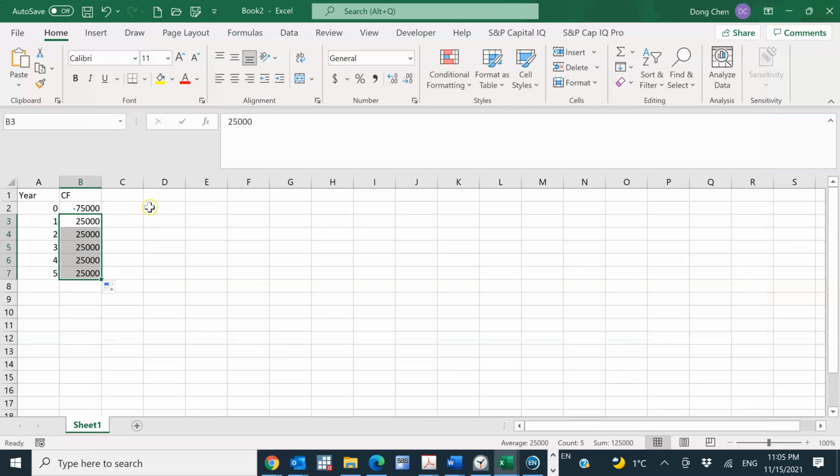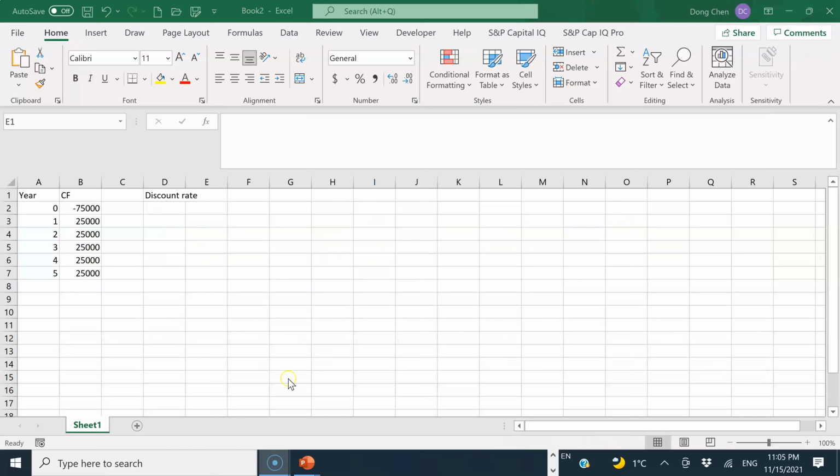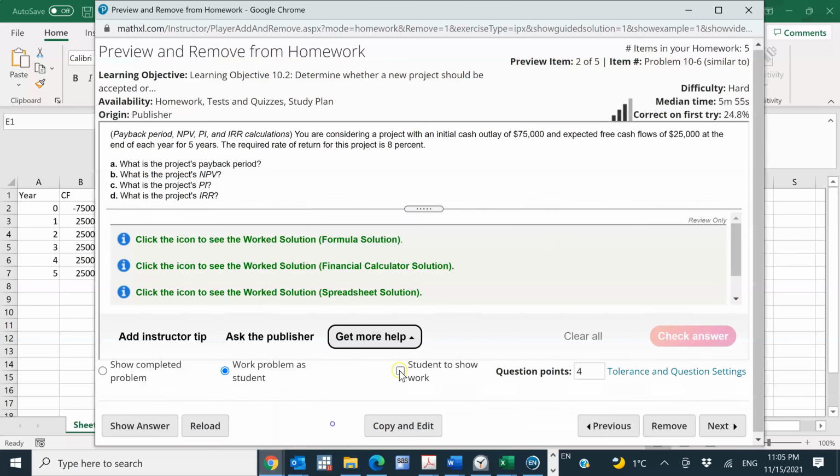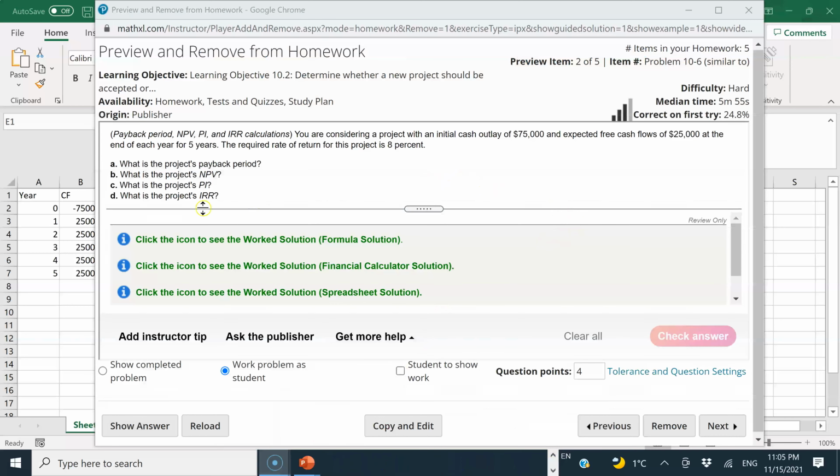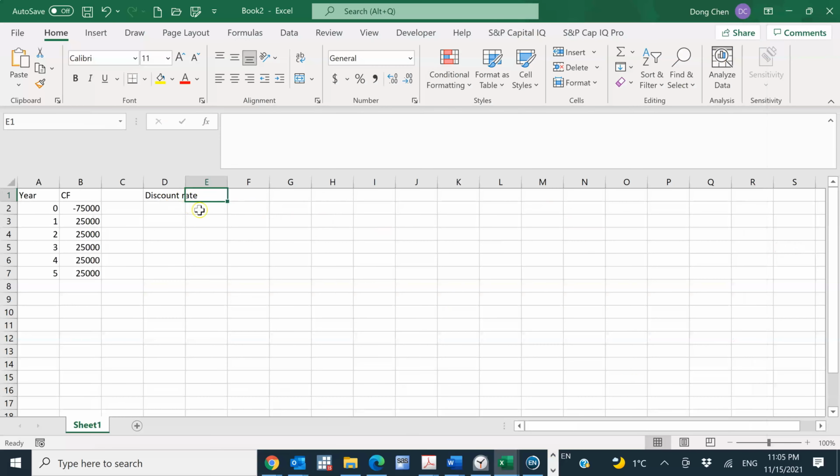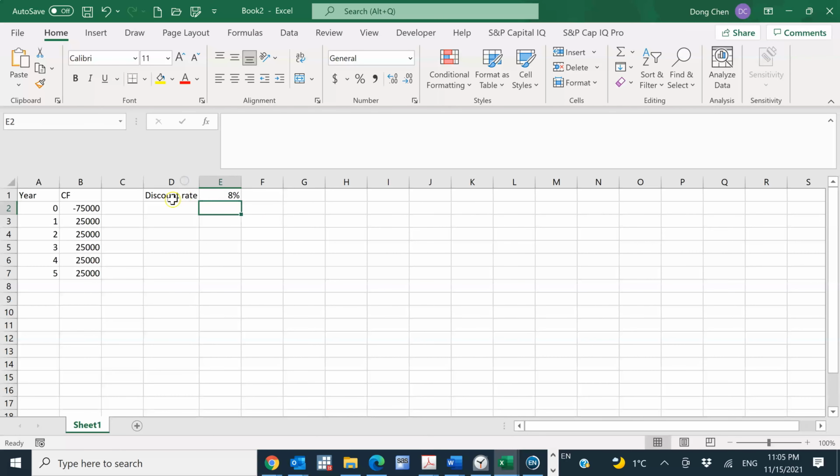And finally, it's the discount rate. I'll just put it here. We were told this is 8%. Okay, so why don't I just put one more column, maybe 2 more columns.